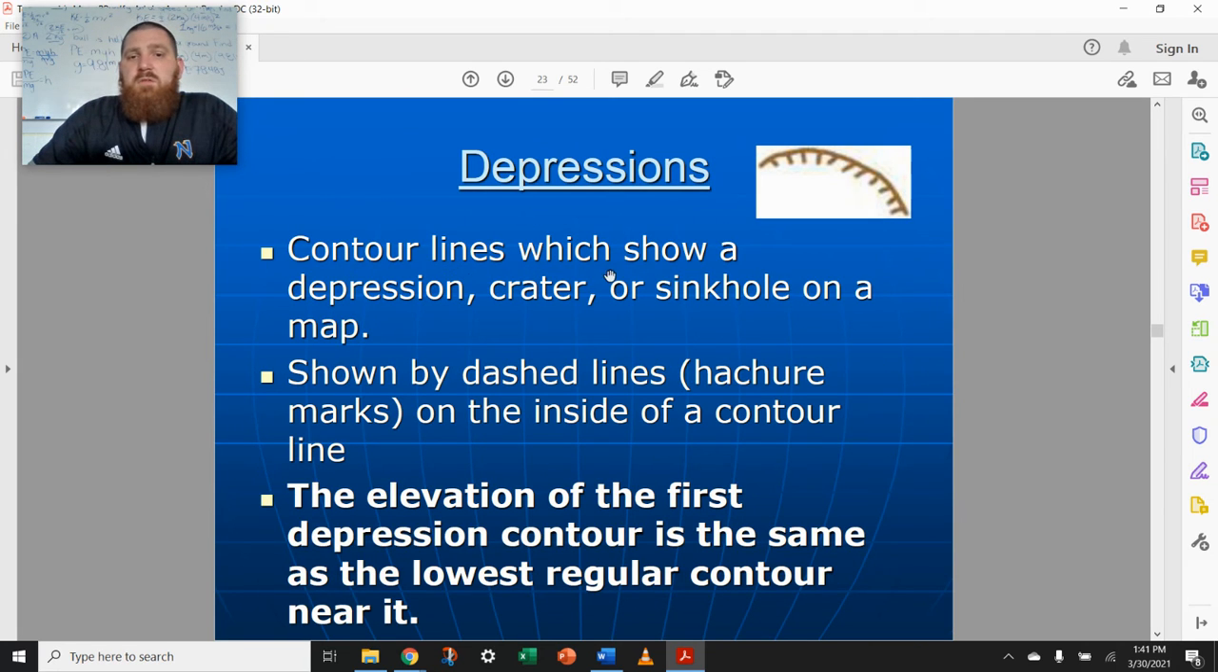Depressions, contour lines which show a depression, crater, or sinkhole on a map. Now, these are going to have these little dashed lines on them, and they will point into our depression.